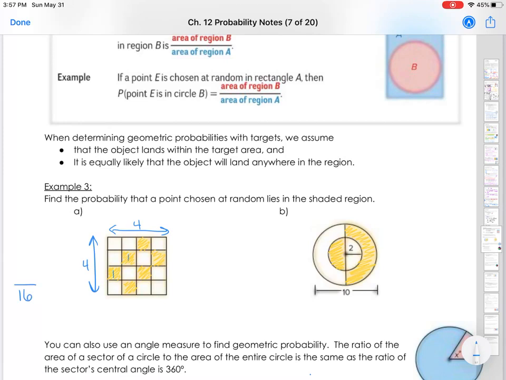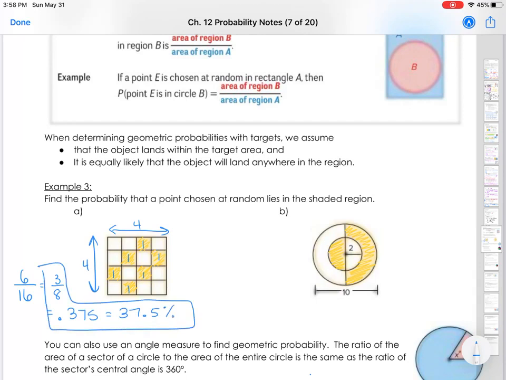We need the area of the entire thing and then the area of the shaded region. So the area of the entire thing, if I think of these as almost like units, this is 4 units on one side by 4 units on the other. That gives me 4 times 4.